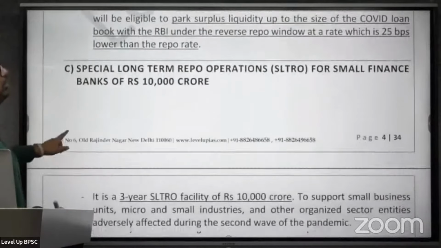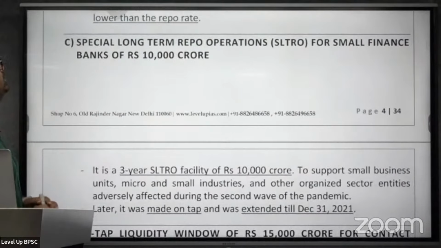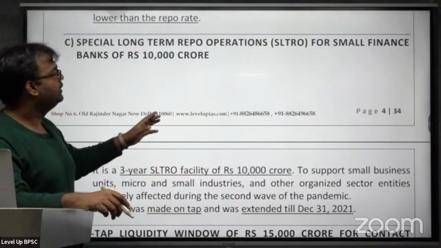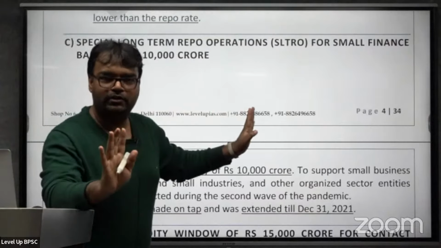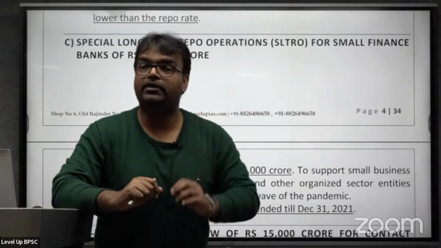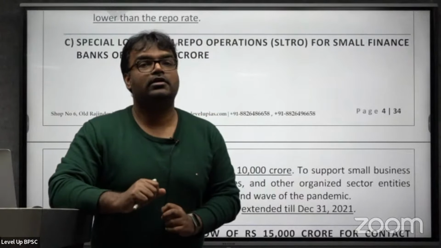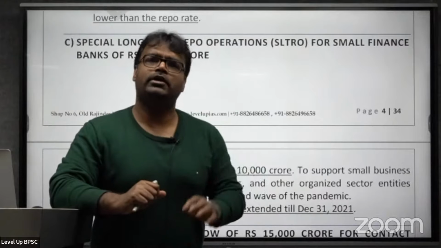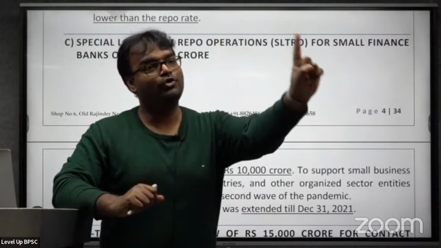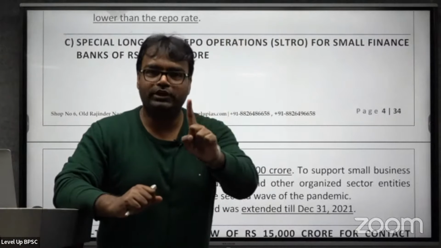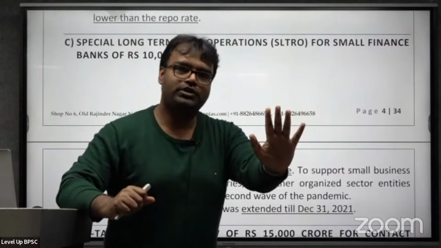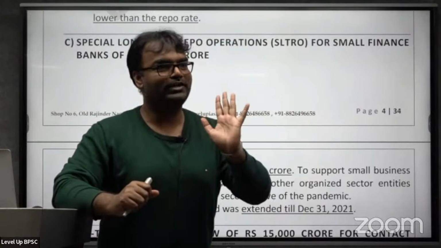Special long-term repo operations for small financial banks of rupees 10,000 crore. This was another thing that was done. Now understand this. First, you understand repo rate. On the repo rate you get a loan for the short term, right? RBI is saying, to increase money in the economy, at the repo interest rate only you take money for long term. For long term you would normally need to pay a higher interest rate, right? But RBI says for long term, take money at the repo rate only.